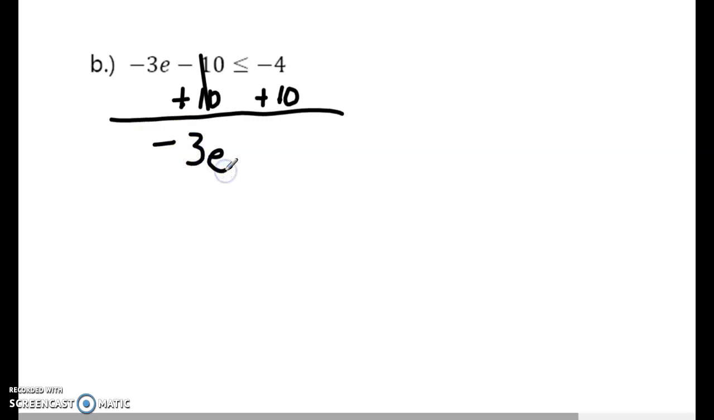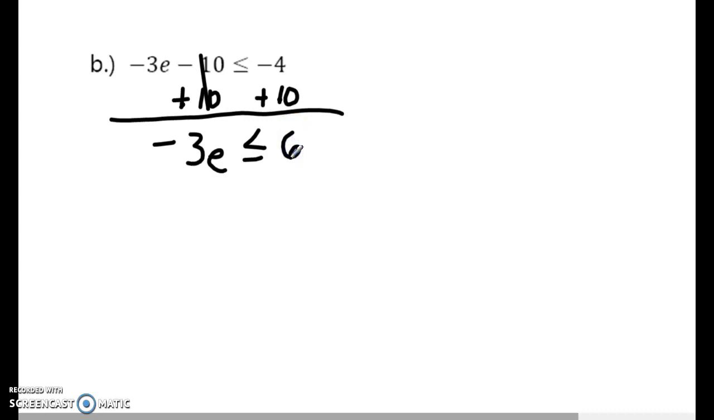Okay, so it's being subtracted by 10. So what's the opposite operation? Add 10. So we're going to add 10 to both sides. And that's going to get rid of this 10. Negative 10 plus 10 is 0, so I get negative 3e is less than or equal to 4. Negative 4 plus 10 would be 6.